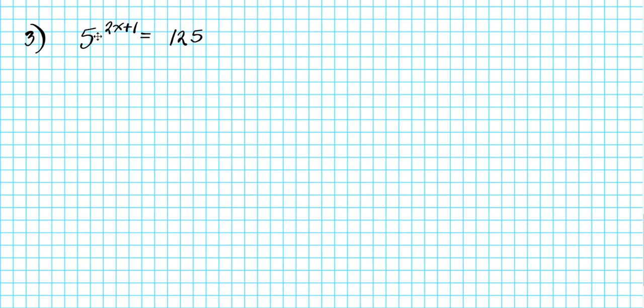Now we already have 5 as a power here. 5 is prime, so we can't do anything more with this. But can we express 125 as a power of 5? And the answer is yes. If you go back to the other list of powers of 5 that we have, you'll find out that 5 raised to the third power is 125.